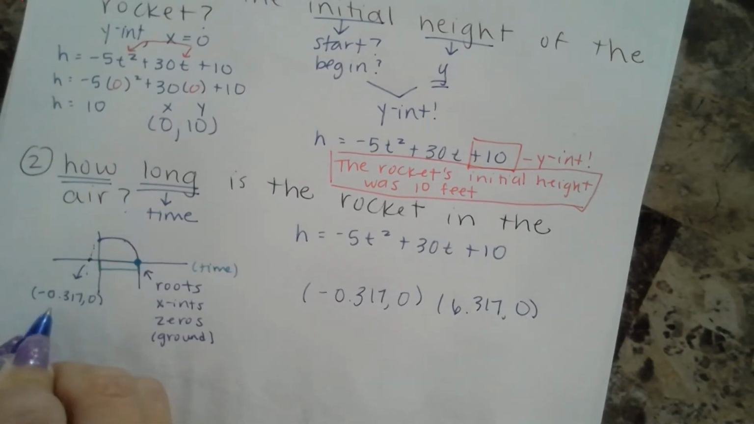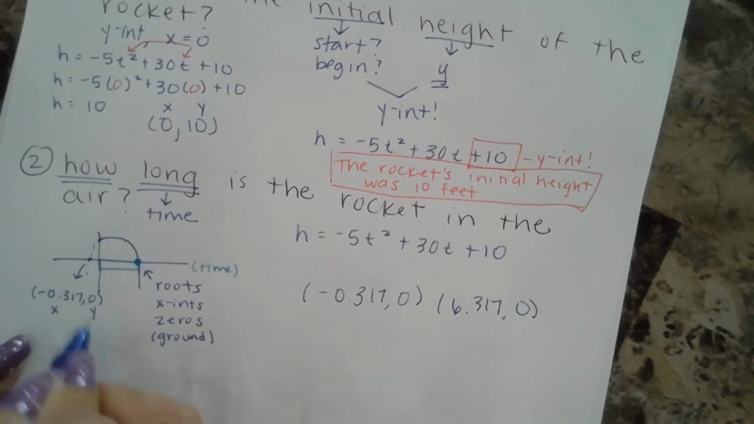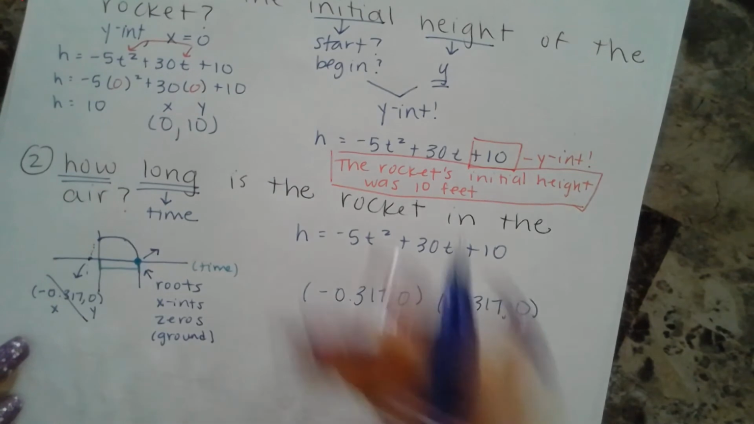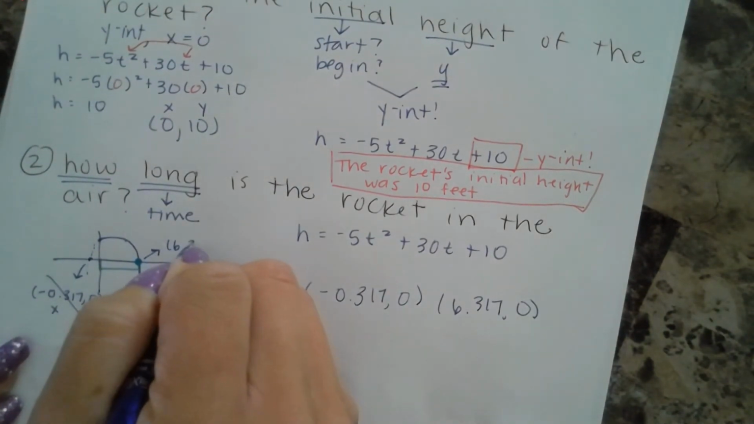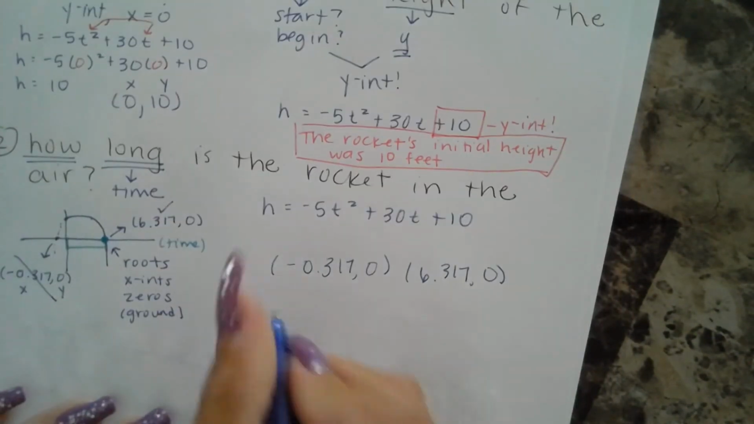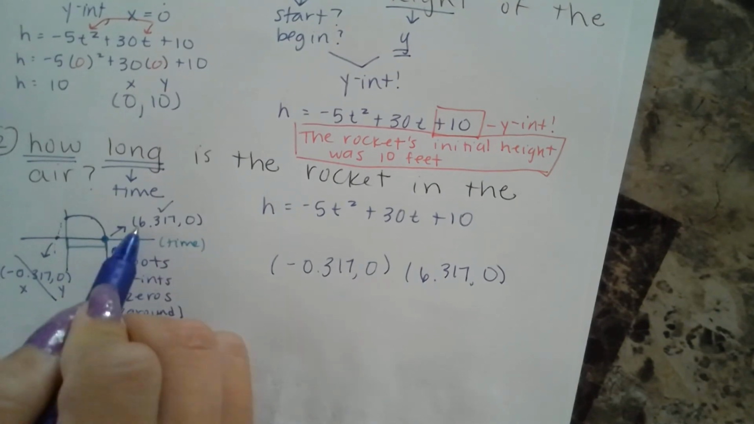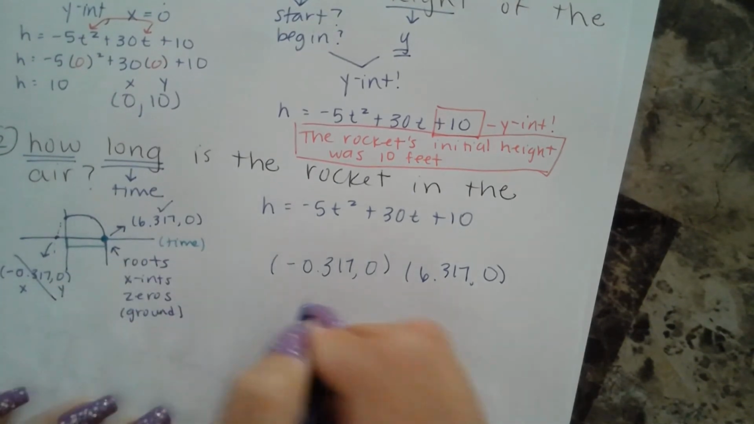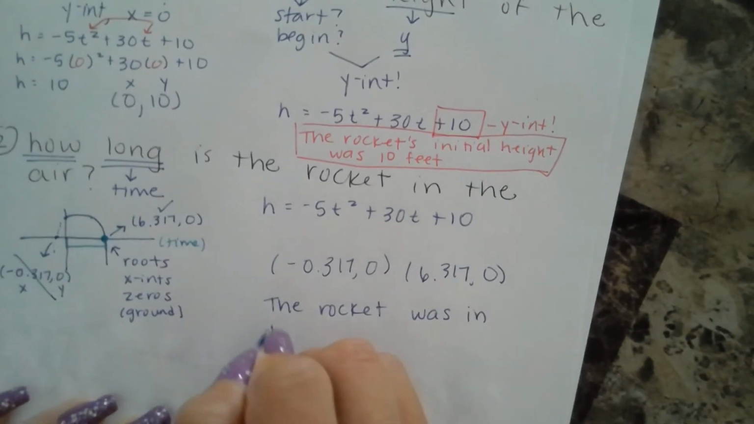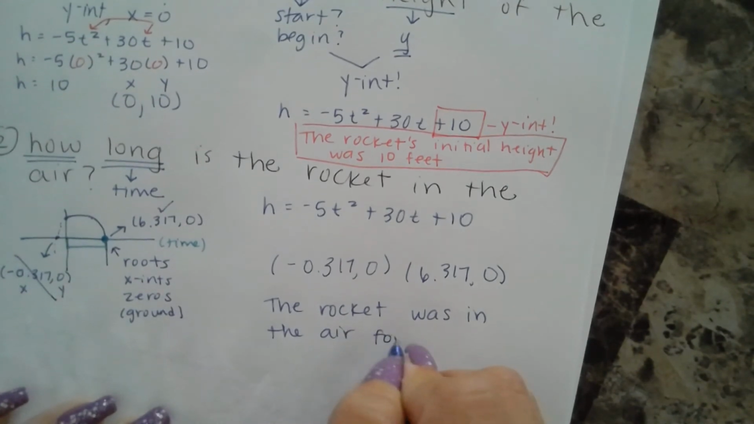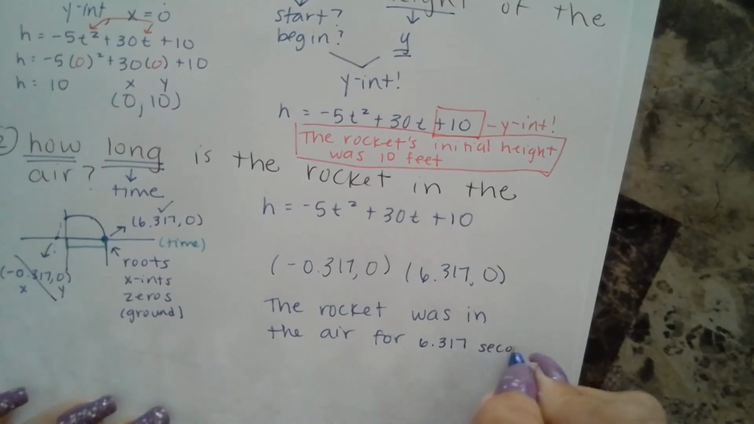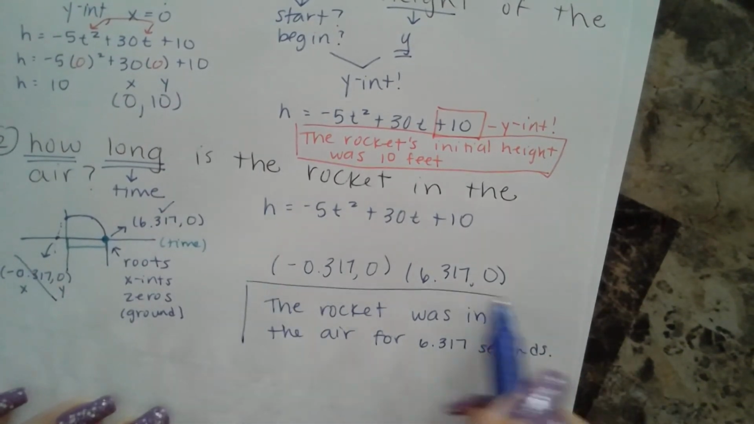Now, can we have negative time? Because x is time and y is 0. No, we cannot, so we're going to x that out. And this point is 6.317. Can we have positive time? Yes, we can. So from 0 to here, that was 6.317 seconds. So the rocket was in the air for 6.317 seconds. And that is your answer.